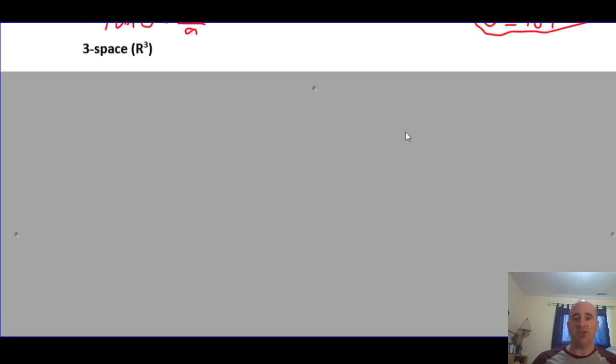Okay, now we move on to 3-space. We live in a 3-dimensional world, so we should probably be able to talk about 3-dimensional vectors. They can't all be drawn on a flat surface. Now, interestingly enough, if you have just 2 vectors, you could always draw 2 vectors on a flat surface. But as soon as you introduce a third one, they may or may not be in what's called the same plane. Okay, so let's talk about that.